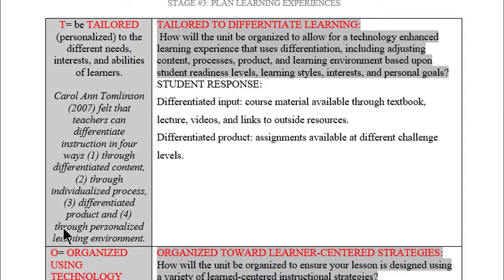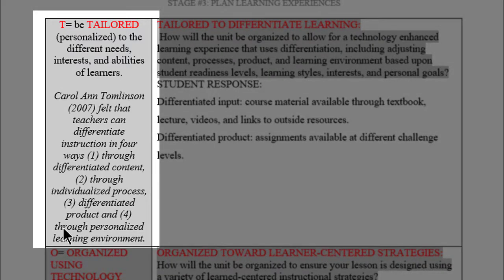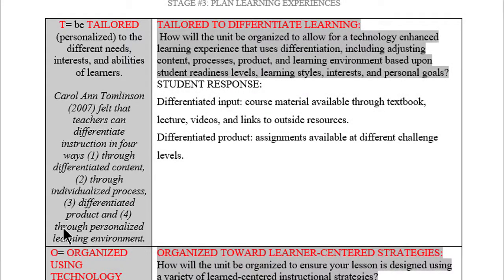The T in the abbreviation stands for tailored. Different students have different backgrounds, different experiences, different challenges. One size does not fit all. And so differentiation is the operative word here. We still want to be mindful of the ultimate goals, so we can't be too wild and crazy here, but we do need to accommodate with some differentiation.